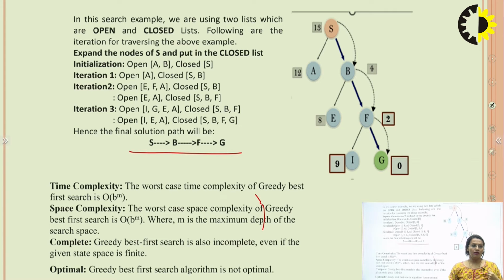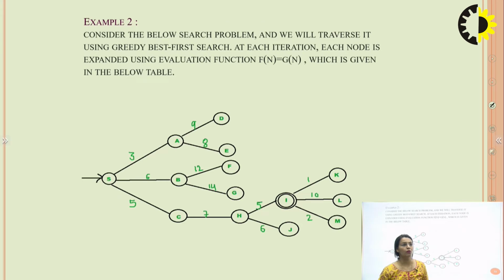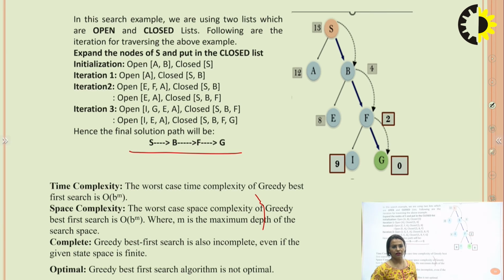And in case of optimality, greedy best search is not optimal, because it is going to guarantee to give you a good solution but not the best one. So that is why it is not fulfilling the factors of optimality here. Further, I'll use the refined form of this search, that is the A star algorithm. I'll try to explain it in the next slide.